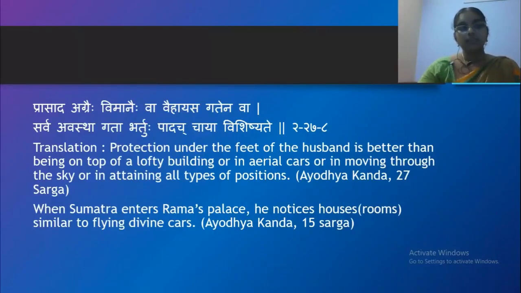So now in this sloka, it is about protection under the feet of the husband, Sita's husband. She said that it is better than being on top of a lofty building, or in aerial cars, or moving through the sky, or in attaining all types of positions. So when Sumantra enters Rama's palace, he notices houses, meaning rooms, similar to flying divine cars. So it is from Ayodhya Kanda.